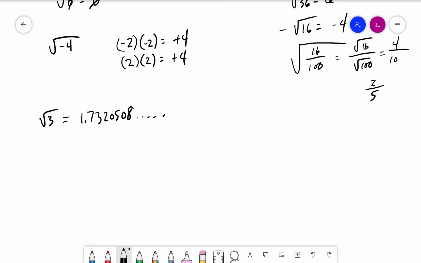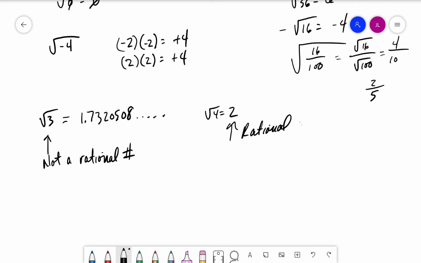So when we're thinking about these things, we would say that the square root of 3 is not a rational number, because this decimal goes on and on and does not terminate. However, when we look at something like the square root of 4, we know that's 2. This is what we call a rational number.